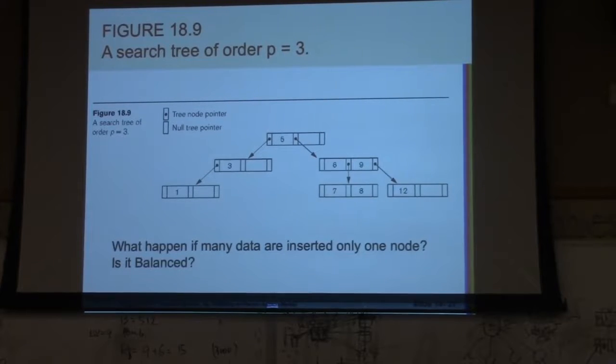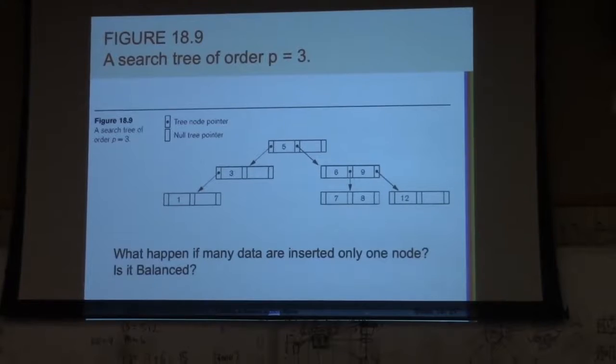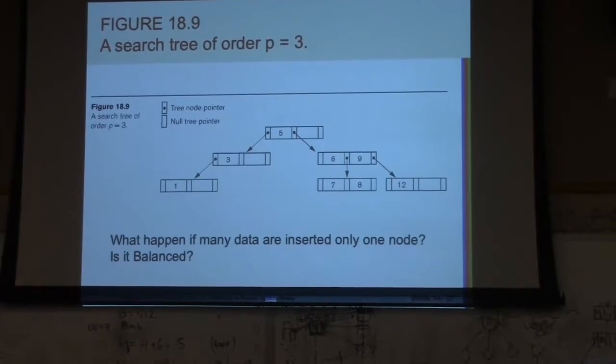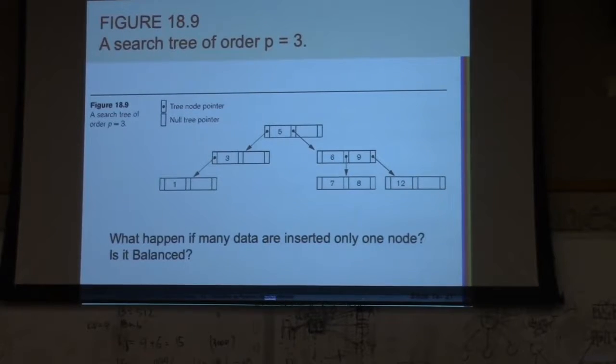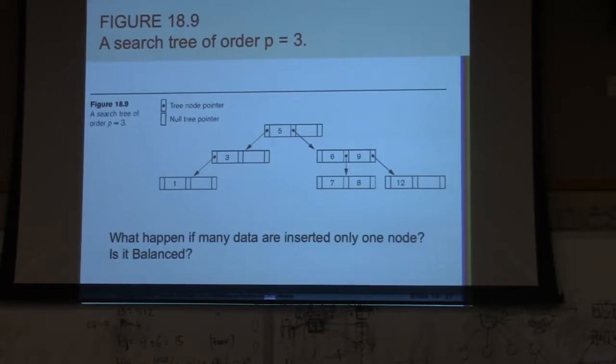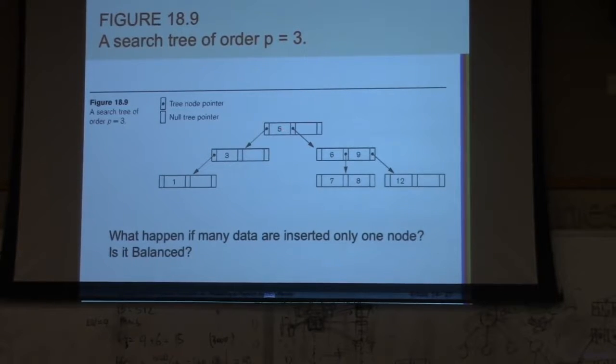Binary search tree, what is the order? 2. Binary search tree is 2. But we are not using binary search tree. It's the general case, it's the order P. So in case of order P, how many keys are there? N minus 1, 3 minus 1. So we have 1, 2.